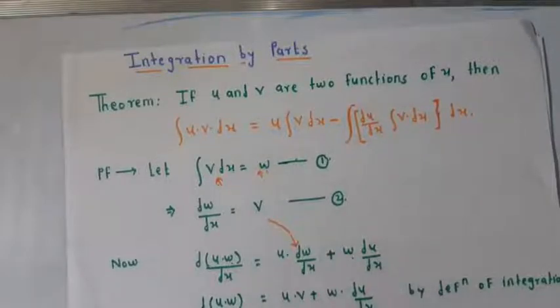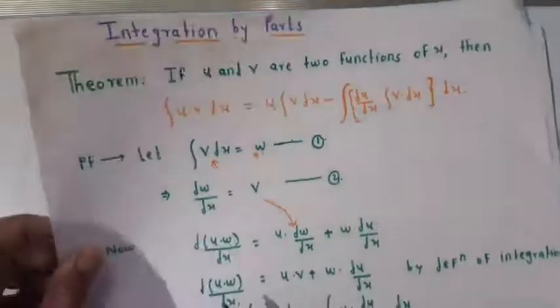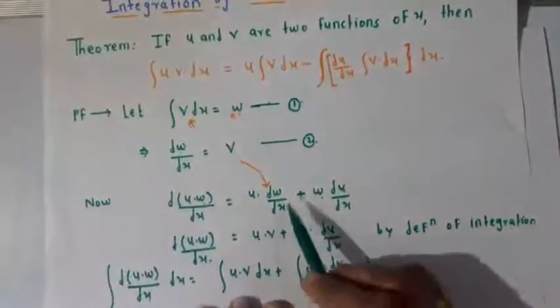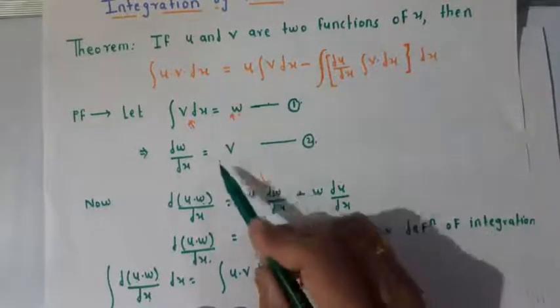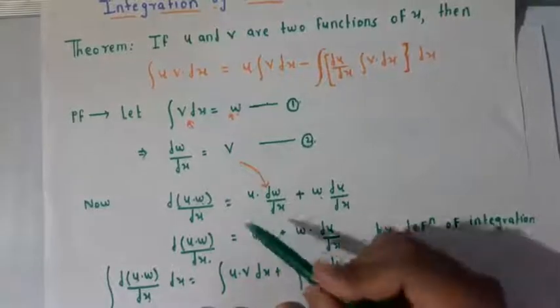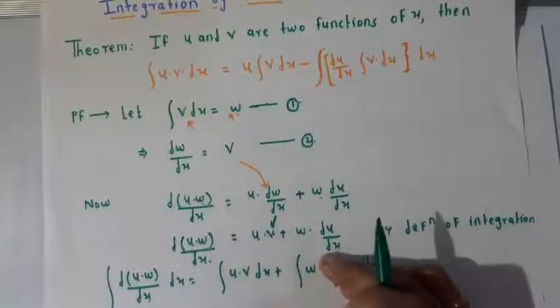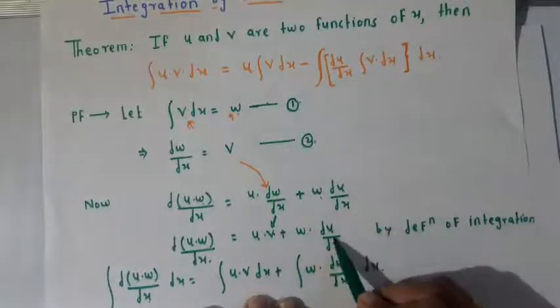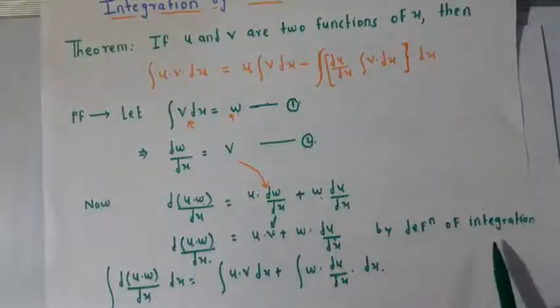Now consider the u, that is put the value of dw by dx, the value of dw by dx, that is v from statement 2. So we have put the value of dw by dx is v plus w into du by dx. Okay students, now apply the definition of integration.